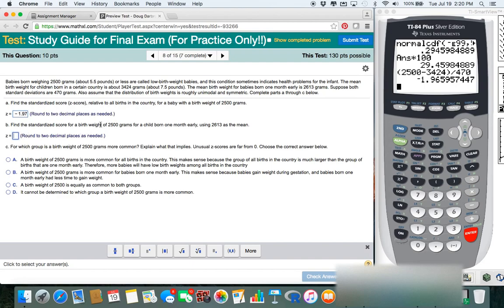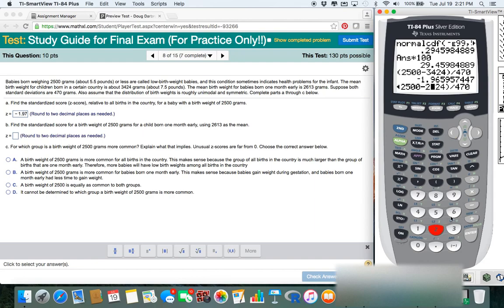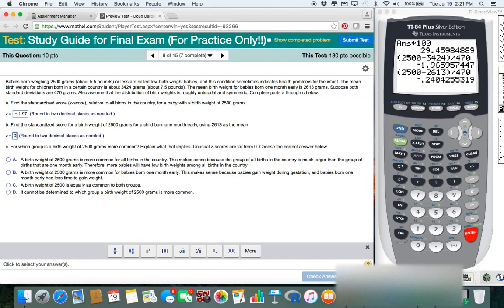Alright, find the standardized score for the birth weight of 2500 for 1 month early using 2613 as the mean. Well guys, all we need to do really is go second function entry, and the only thing we need to change here is the 3424 to 2613. And that's negative 0.24. I'm not sure whether you have to put the negative in or not, but probably don't.